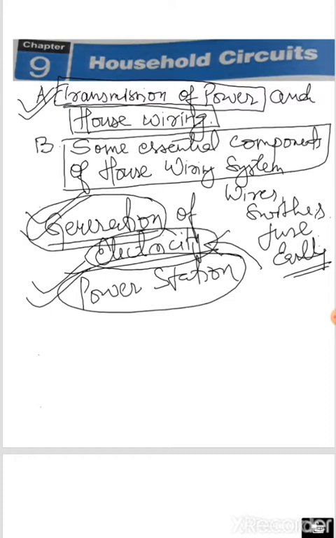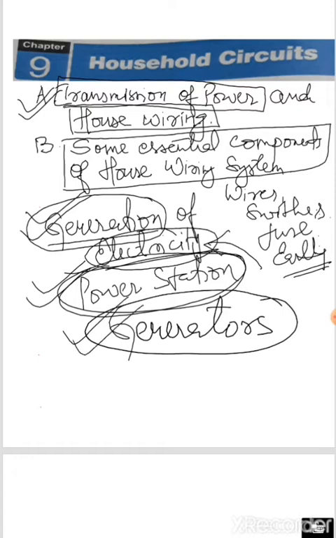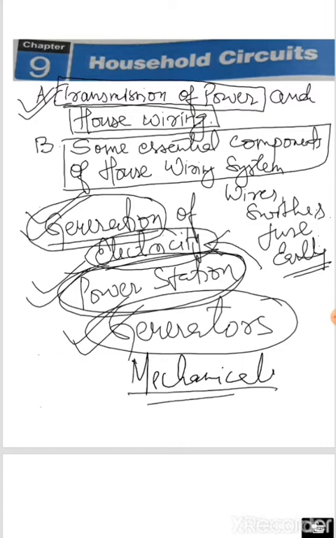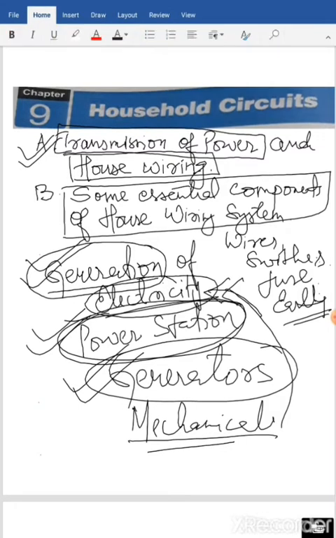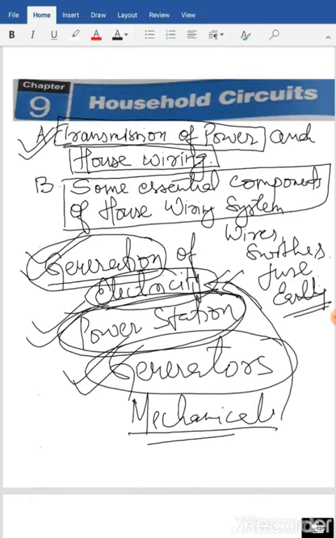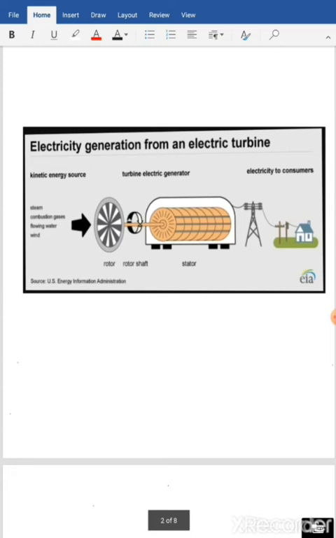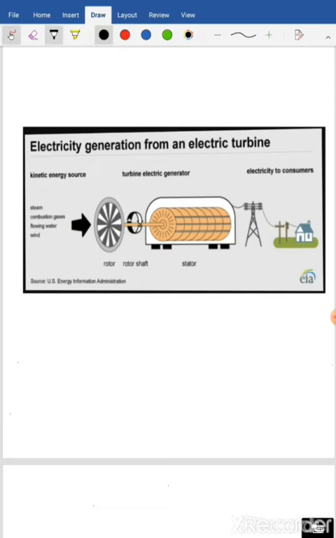All right, so in the power station there are generators which convert mechanical energy into electrical energy. All right, so I will just try to show you the generators. So here this is how electricity is generated. Now electricity is generated from an electric turbine. Now this is your generator, understand?